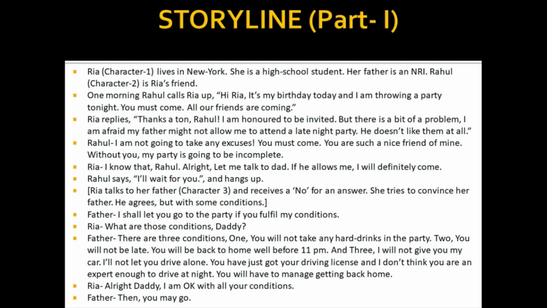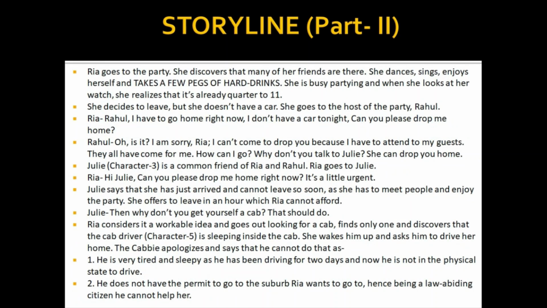So here in this part one, there are basically three characters that I have shown you. That is Ria, then her friend Rahul, and the third character is Ria's father. So Rahul has thrown a late night party, and he invited Ria, and he wanted her to come to the party. And Ria said, I would love to come, but my father will not allow it. He has not allowed me any late night party so far. But she anyhow tries to convince him, and the father got convinced, but there are three conditions, and I would like you to please remember these conditions. The first one is that she cannot take any hard drinks in the party. The second one is that she cannot be late, and she has to be back home before 11 p.m. And the third one is that she cannot drive, and the father will not give her his car. So let's see what is part 2.